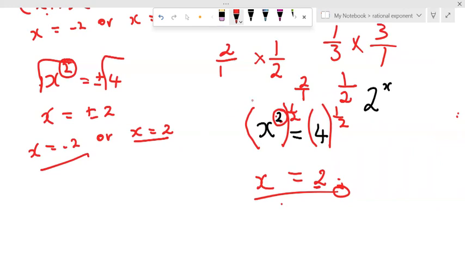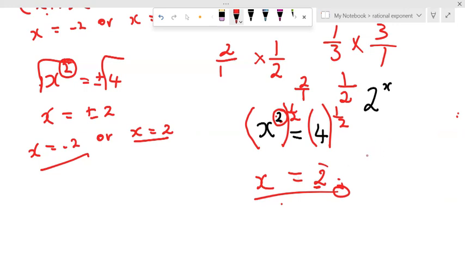X is equal to -2 or x is equal to what? 2. But what are you getting here? So it's a problem. It's missing one solution. How do we solve the issue of missing one solution? Here's what we are saying. We can then do it this way.